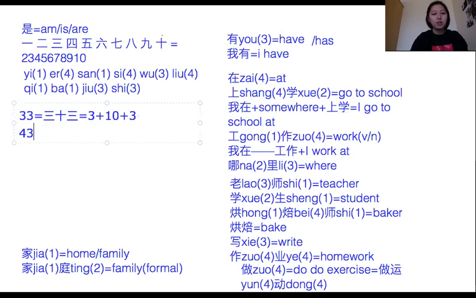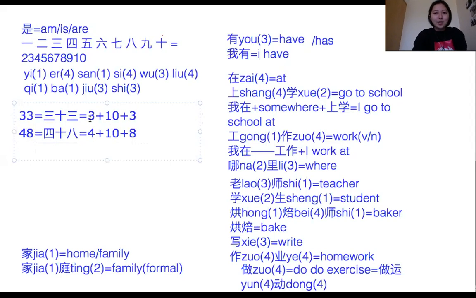If you're 48, that's also really easy. 四 is 4, and 八 is 8. 十 is 10. So 48 is 4 plus 10 plus 8.